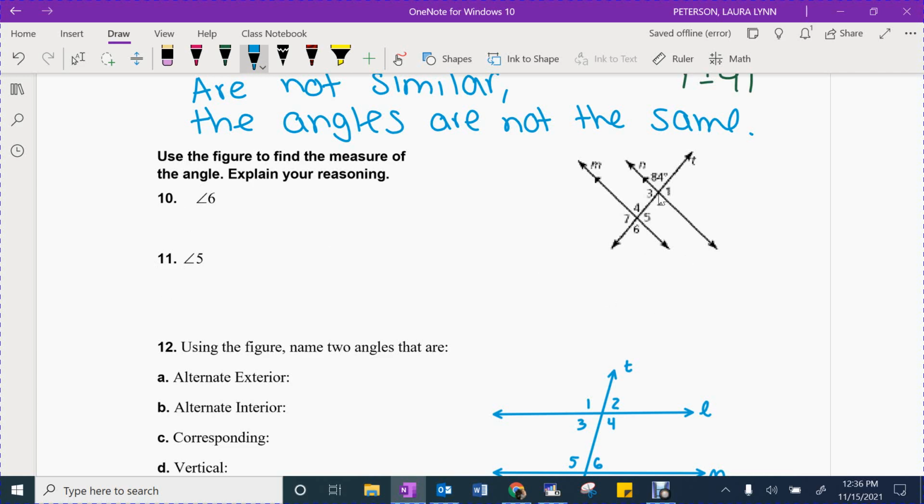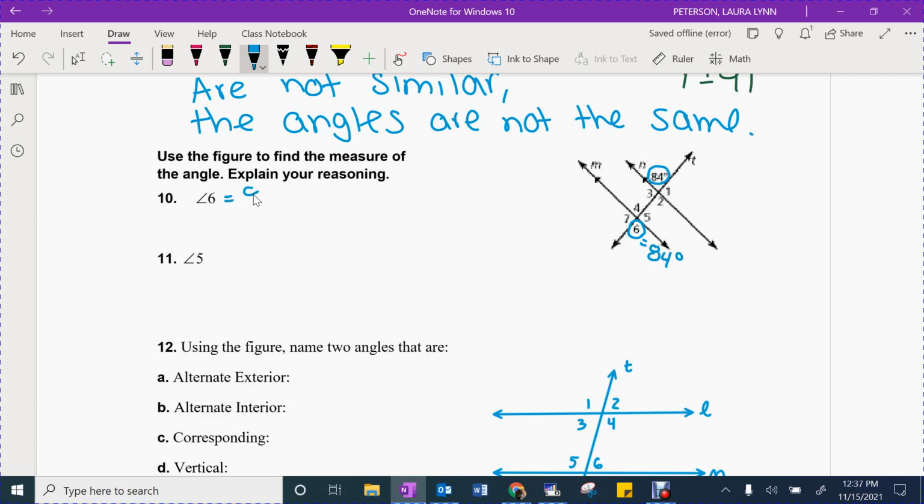Well, angle 6, let me see, what do I know? Here's 84. Angle 6 is on the outside of parallel lines, meaning it's exterior. And what I notice is that it's on opposite sides of my transversal, meaning they're on opposite corners. Well, that's a special relationship. Two angles that are on the outside of parallel lines, on opposite sides of the transversal, are called alternate exterior. Well, what does that mean? Alternate exterior means these two angles are going to be the same degree.